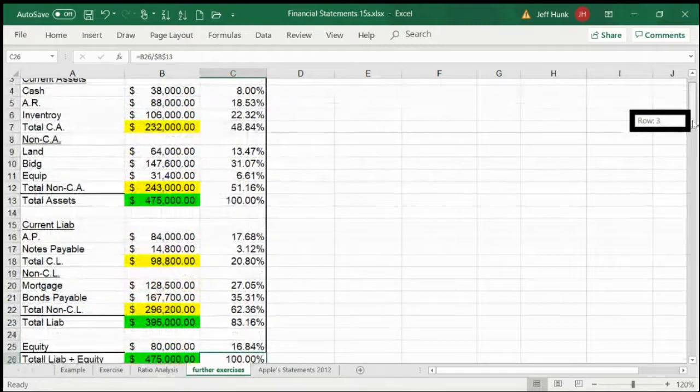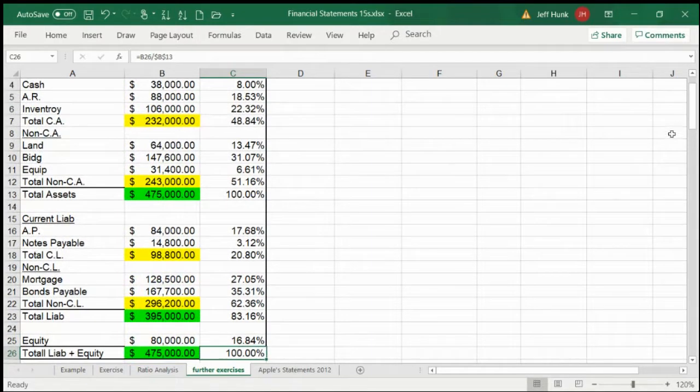When you're comparing two companies, just the sheer numbers alone wouldn't give you a good picture about this company. For example, in this company, you can easily tell, well, out of the total assets, the non-current assets are 51% and current assets are 49%. You can compare that with the other company.